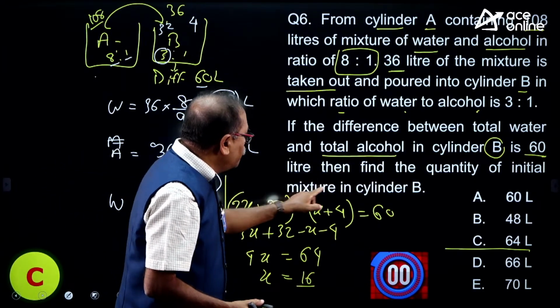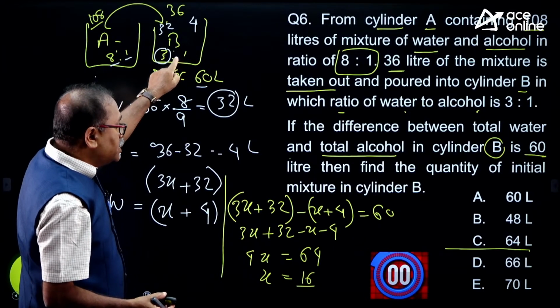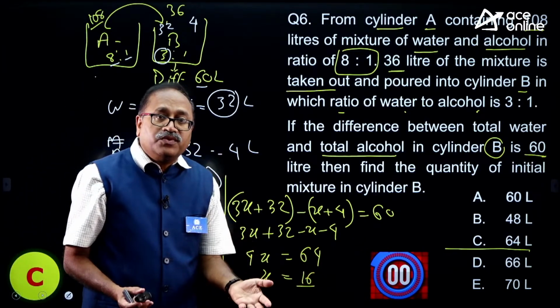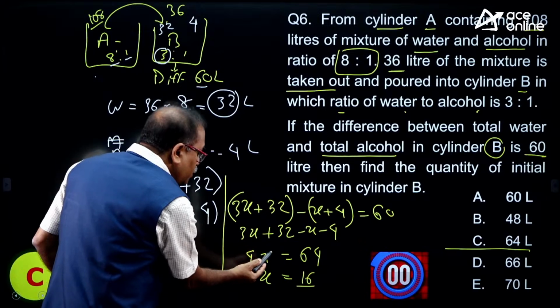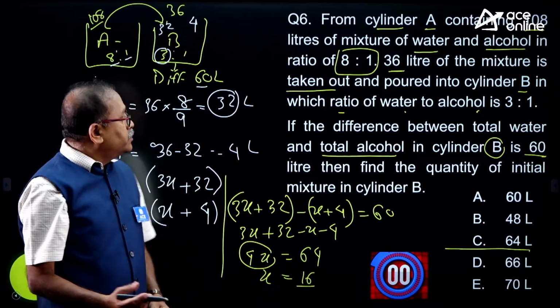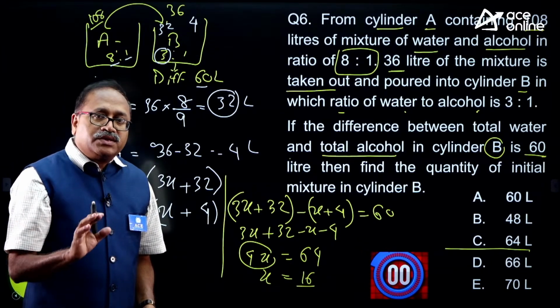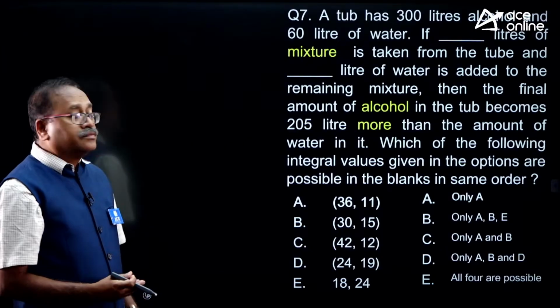So what was the question here? Find the quantity of initial mixture in cylinder B, and for cylinder B, 4x is there, 16, 4, 64. It's done. I need the 4x. I already got 4x is equal to 64. So I hope this question is not complicated. Next question on the board is this.